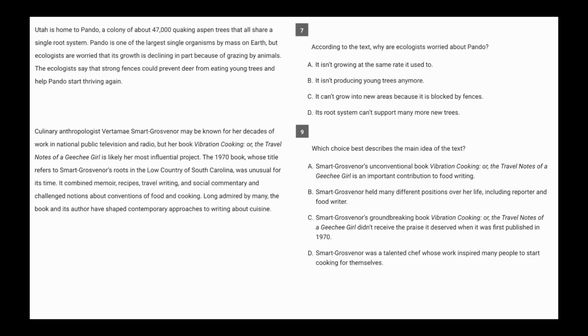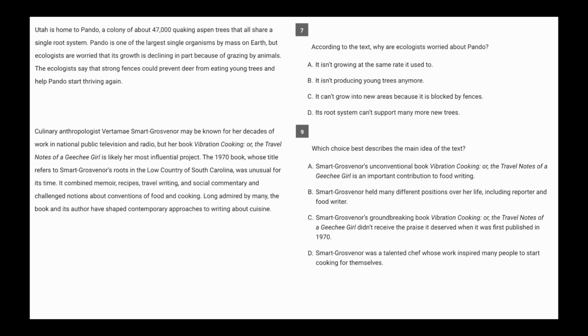But just for the sake of this video, let's look at B, C, and D. It isn't producing young trees anymore. Ask yourself, is there anything about young trees in the passage? Did you even see the word young in the passage? No, you didn't. Oh, wait, you did. Eating young trees. Yeah, okay, sorry. But there is nothing about the production of young trees. Is that right? Yeah. So we can safely eliminate B.